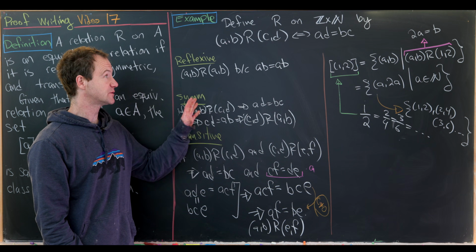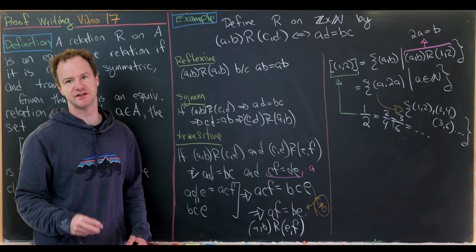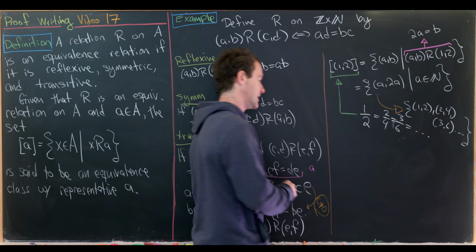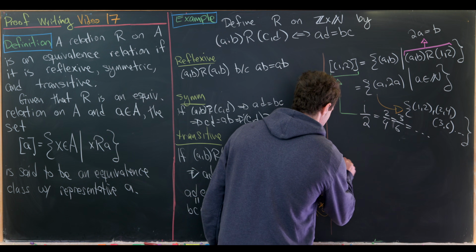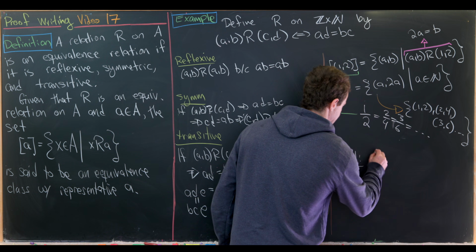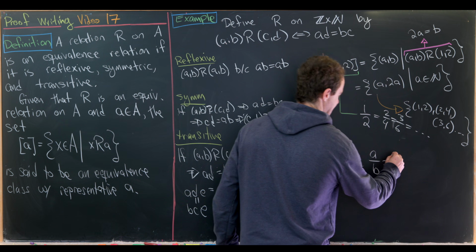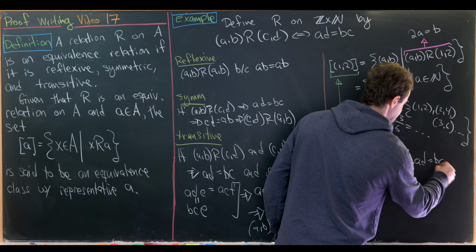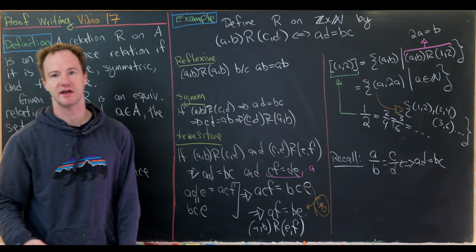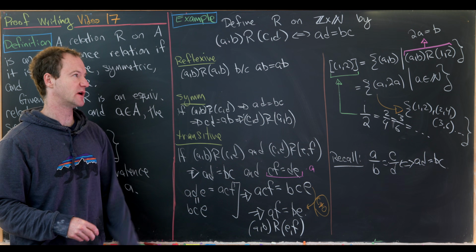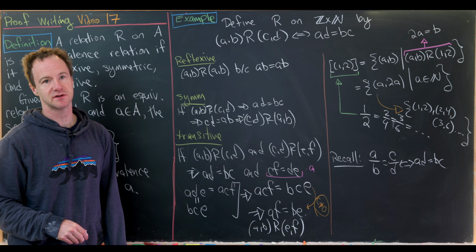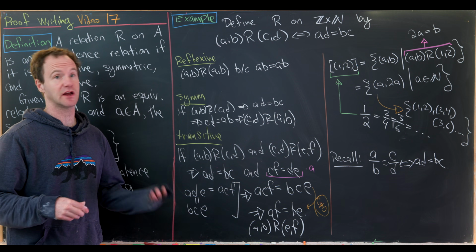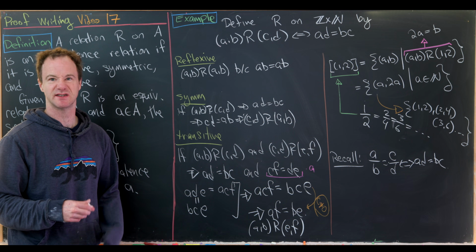So in fact, that's what you're getting for these equivalence classes. You're getting some notion of the fraction A over B. And we can see that by recalling the following rule about fractions: A over B equals C over D if and only if AD equals BC, which we can just get from cross multiplication. So really, this is a nice way of building the rational numbers out of the integers and this equivalence class, equivalence relation setup.